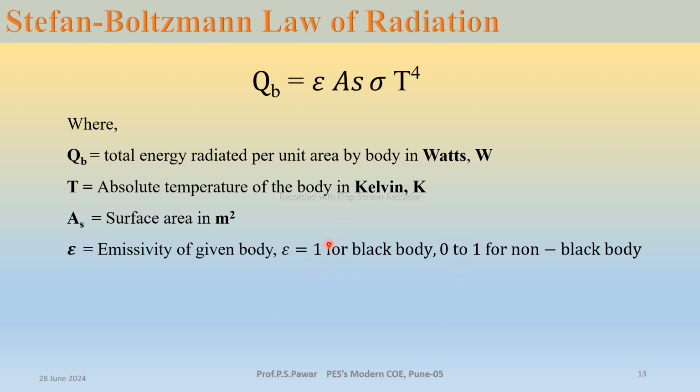Emissivity is nothing but the ratio of heat transfer by the body divided by heat transfer by the black body at the same temperature. So the epsilon value will be 1 for the black body, and for non-black bodies it will be 0 to 1. For a black body epsilon is 1, so Qb will be As into sigma into T raised to 4. Sigma is the Stefan-Boltzmann constant whose standard value is 5.67 into 10 raised to minus 8 watt per meter square Kelvin raised to 4. Now this is the equation for the Stefan-Boltzmann law of radiation.